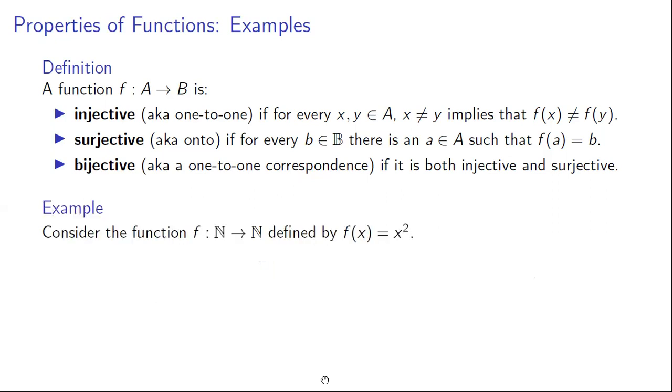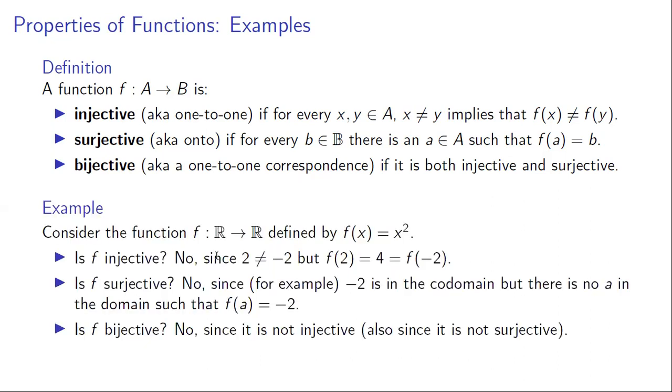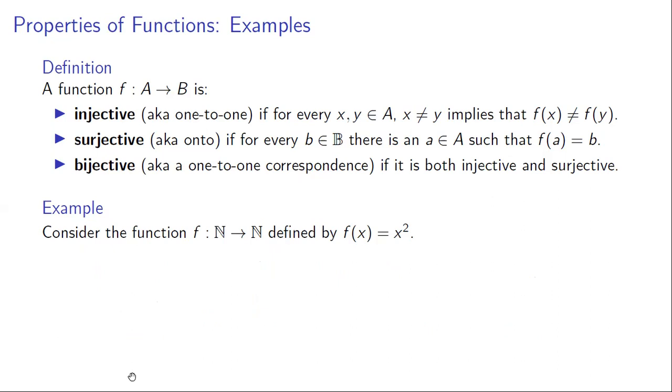Another example: same function, f of x equals x squared, but now we change the domain and the codomain. Instead of using R to R, now we're using N to N, the natural numbers to the natural numbers. So we're sort of restricting this function to only deal with natural numbers. So you give a natural number as input, and you get a natural number as output. So let's ask the same questions. Is f injective?